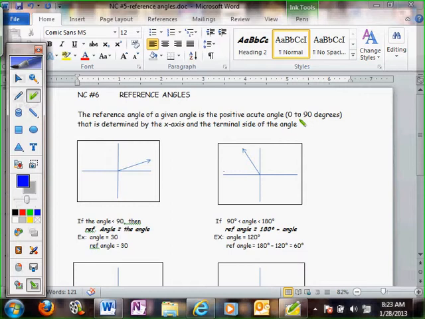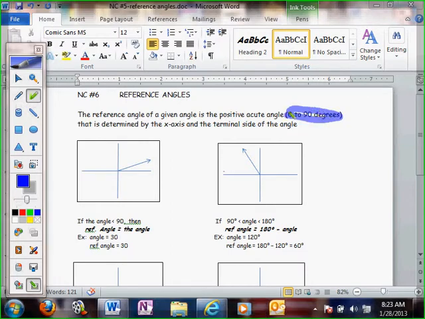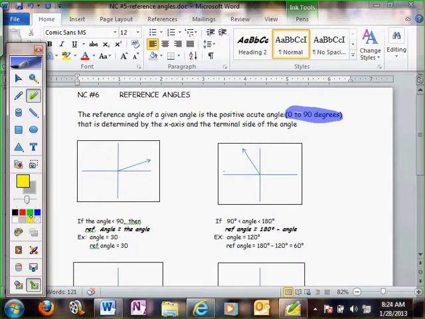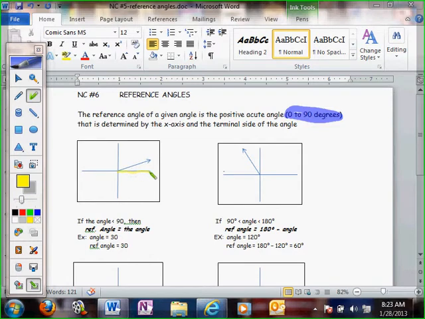It's always going to be between 0 and 90 degrees, acute, okay? And it's going to be that angle that's formed with the x-axis and the terminal side of the angle. So let's take a look at this first one right here. The x-axis is right here, so it's formed with the x-axis and the terminal side.